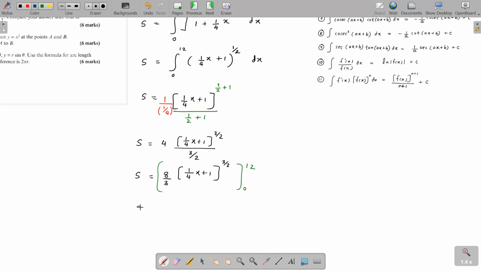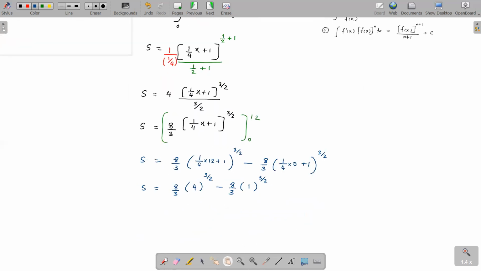So S equals 8 over 3, 1 over 4 into 12 plus 1 to the power 3 over 2, minus the second limit. Replace all the x values with 0. 1 over 4 into 0 plus 1 to the power 3 over 2. What do we get here? 8 over 3, 1 over 4 into 12 is 3, right? 3 plus 1 is 4 to the power 3 over 2. Minus 8 over 3, 1 over 4 into 0 is 0 plus 1.